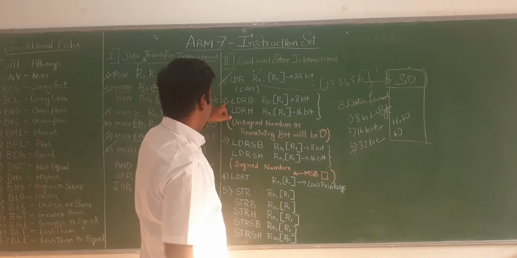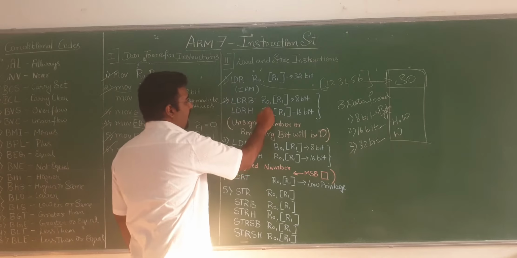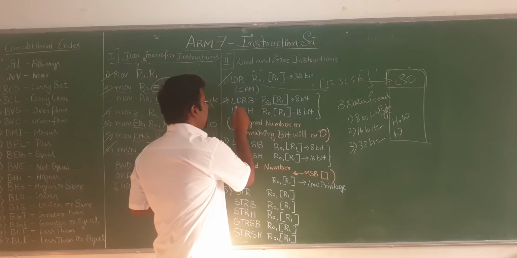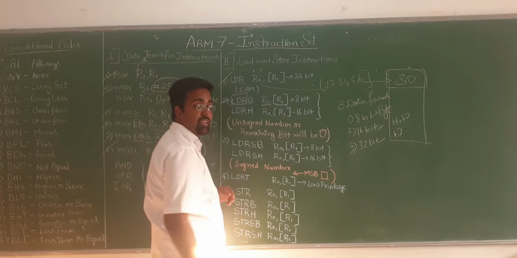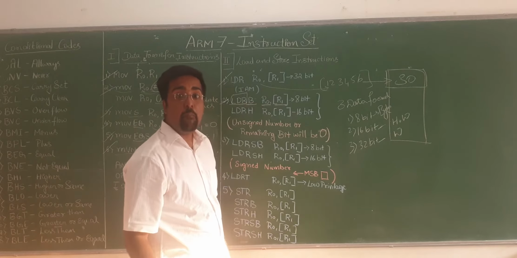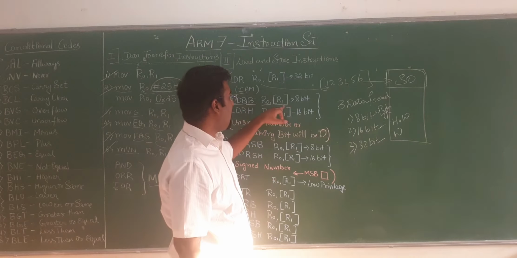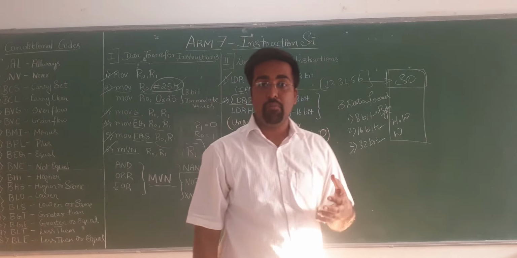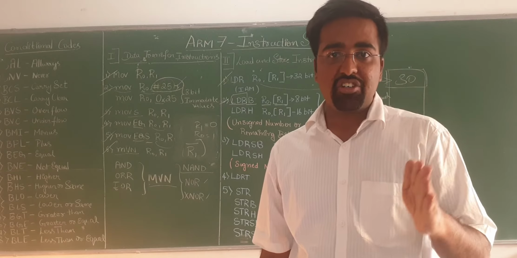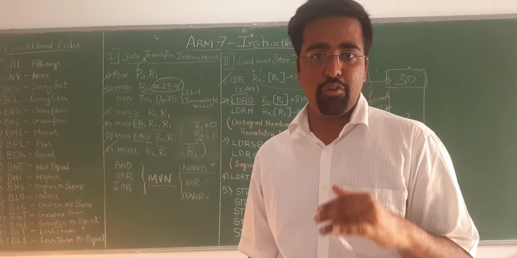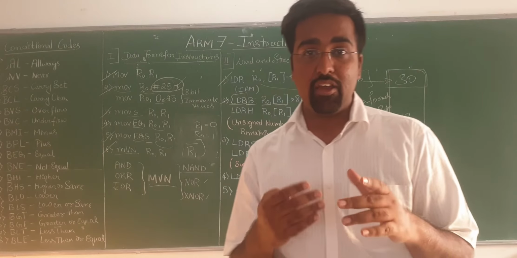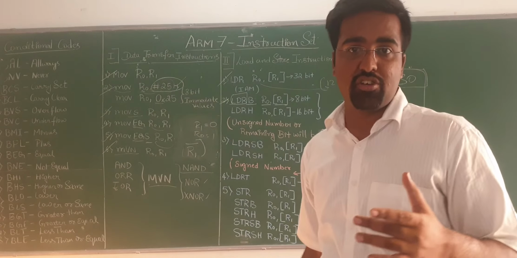Where were we? We are here: LDRB R0, [R1]. It means LDR is the same operation, that is load, and with that I'll be specifying B, which means byte. Byte means the data loaded from R1's location will be a maximum of 8 bits. I'll read out the instruction once again. Please listen to me. If you understand this one particular instruction, I hope you can cope with all the rest of the instructions.